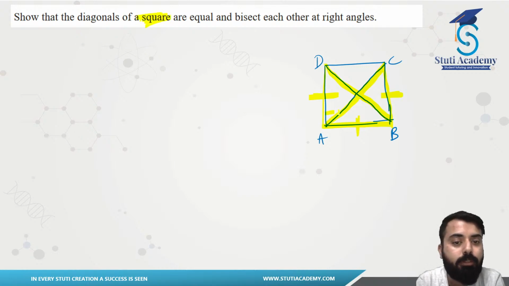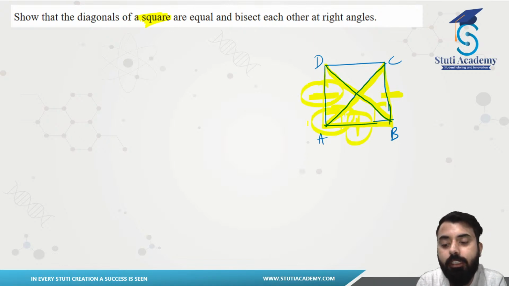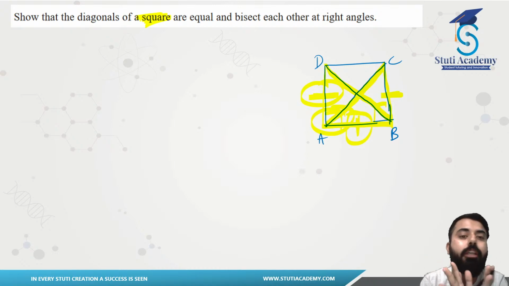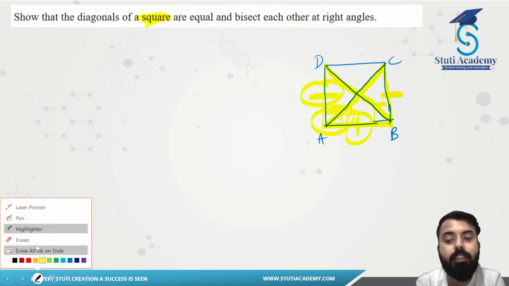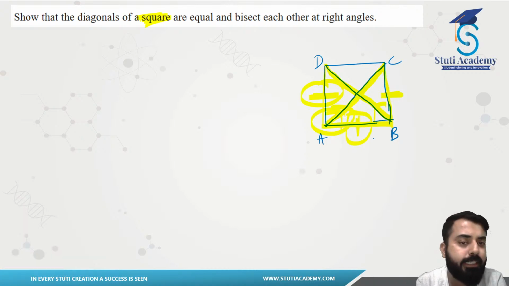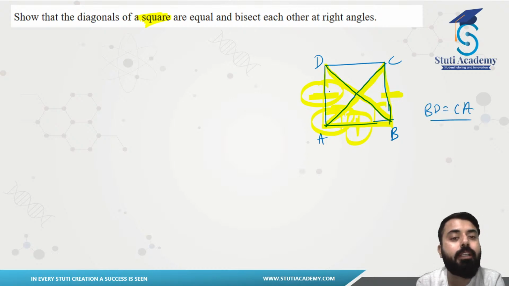Each of the angles will be what? They have to be 90, right? So you can take side, angle, side. You can easily prove that these two triangles are congruent. You have just proven that the two triangles we have taken are congruent. Then I can easily say BD is equal to CA, right? Diagonals can be proven equal. So if the diagonals are equal, intersecting at this point O, half of our portion is done.